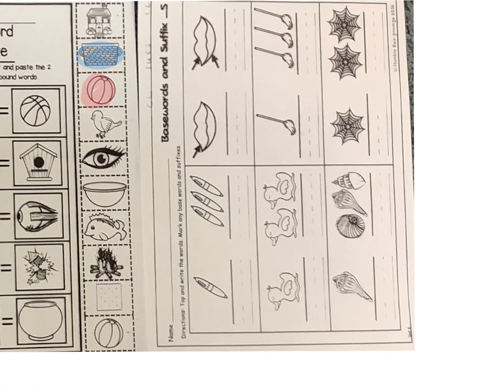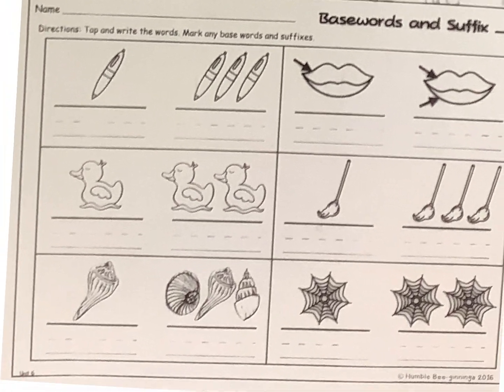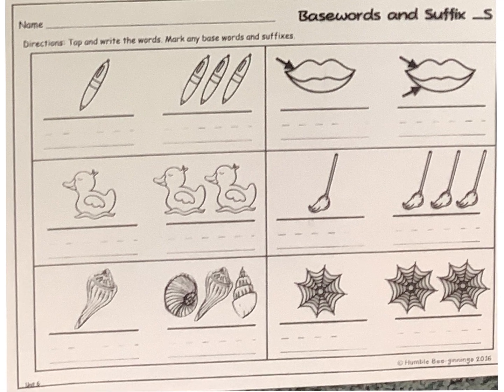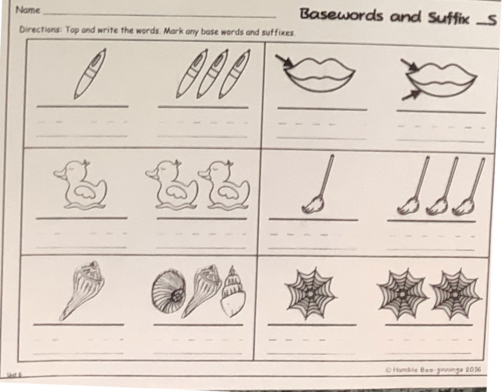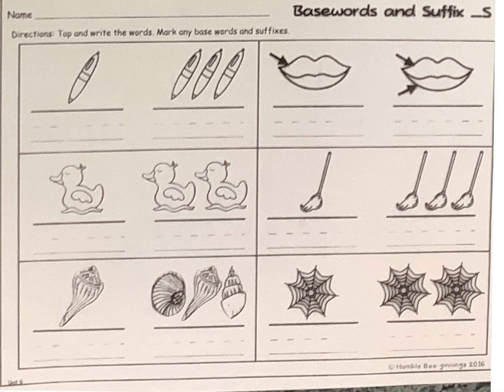The third thing you're going to do today, I'm going to turn it sideways for you, is you're going to tap and write the words and mark any base words and suffixes. So, for example, I see 1 pen here. So, we're just going to write the word pen. But here, I see 3 pens. So, whenever I have 3 of something or more than 1 of something, I always add an S. Please make sure you use those handwriting lines.